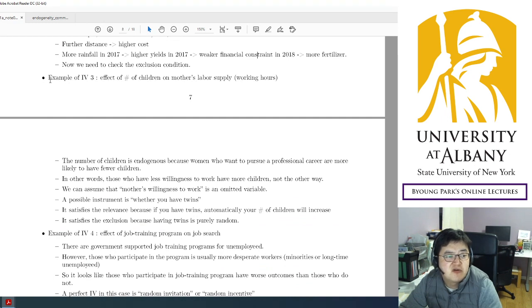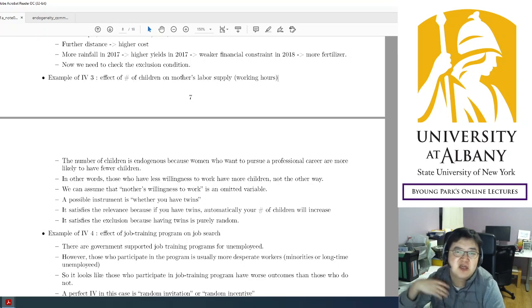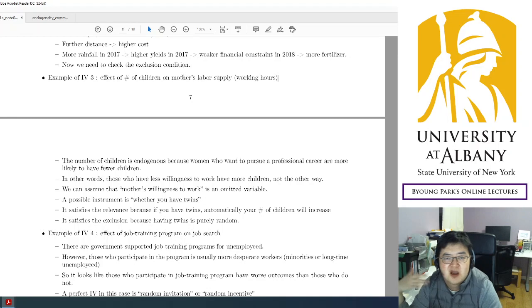And let's think about the third example here. I would like to see the effect of the number of children on mother's labor supply, like working hours, or you can think about employment rate. Anyhow, if a woman has an additional kid, how likely is she to work, how much less does she work, or how likely is she to quit her job?